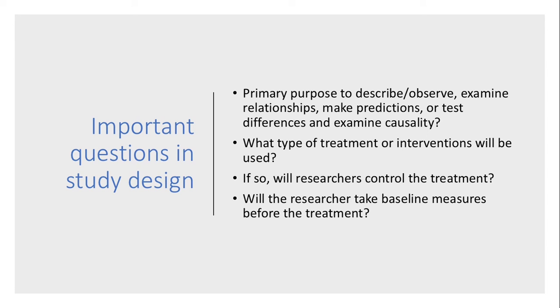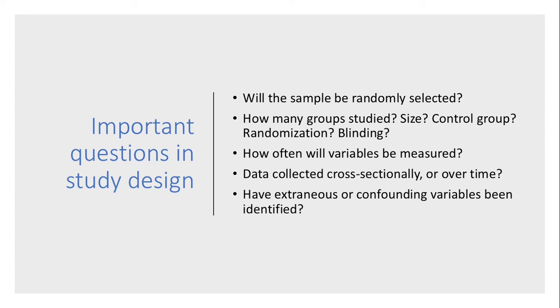What type of treatment or interventions will be used? If so, will the researchers control the treatment that is given? Will the researcher take baseline measures before the treatment? Will the sample be randomly selected? Now there's a difference between random selection and random assignment. Random selection is where you have a population and you randomly select from that population. Random assignment is where you're randomly assigning subjects or volunteers to one or more groups that you're studying.